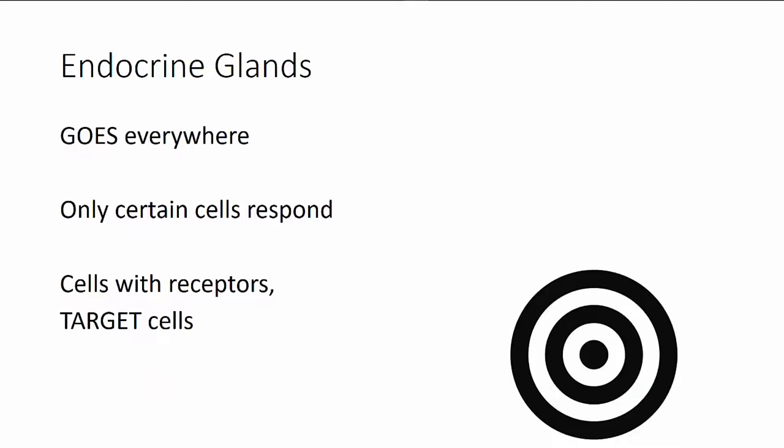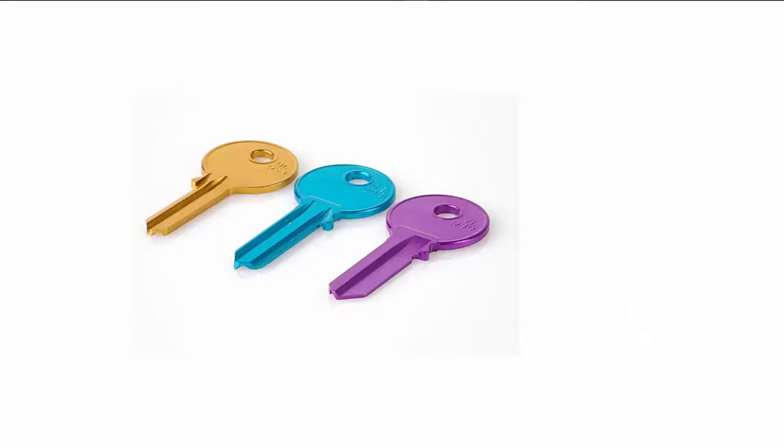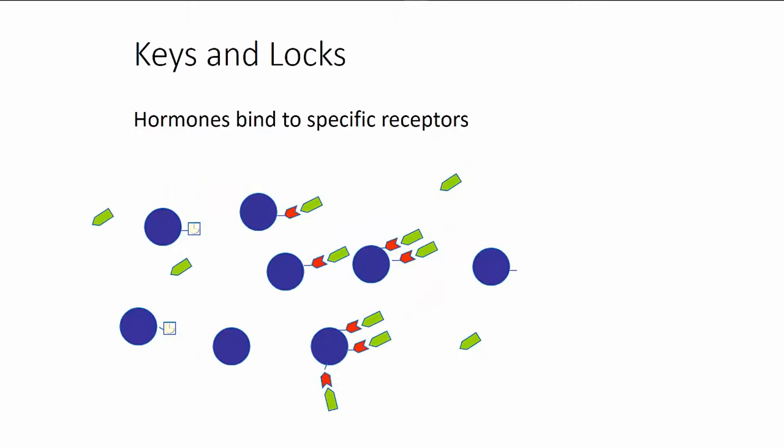Endocrine glands make chemical signals that are released into the bloodstream and are carried everywhere in the body. Only certain cells will respond. These cells have receptors for the hormone and are called target cells. You can think of these chemical signals, these hormones, as keys. The keys are made in the endocrine glands and are released into the bloodstream and go everywhere. Certain cells, target cells, have locks or receptors that these keys will fit into.